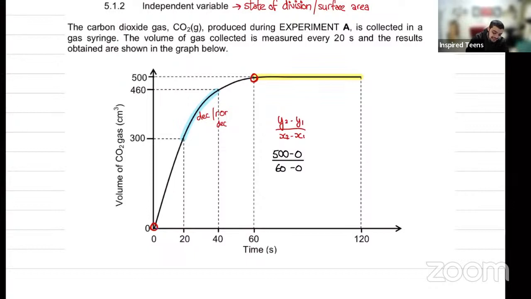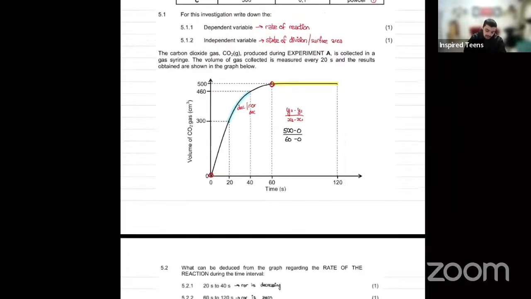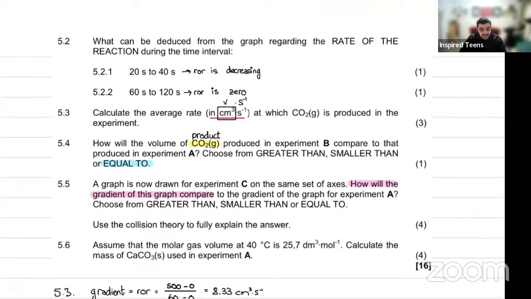So we need to understand for this graph, what does the gradient give us? If we remember correctly, the gradient of most of these graphs gives us the rate of reaction. So when they say, how does the gradient compare? They are actually asking, how does the rate of the reaction of experiment A compare to that of experiment C? I hope that makes sense.